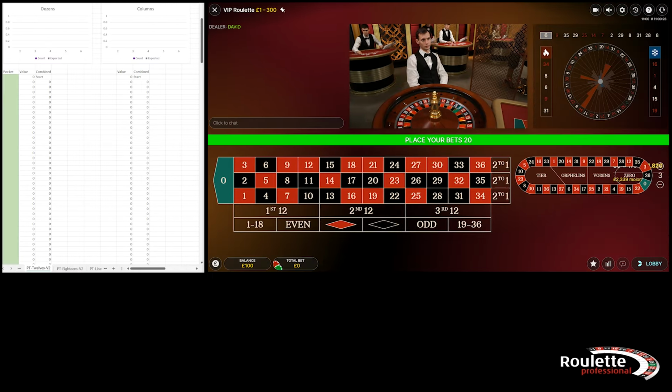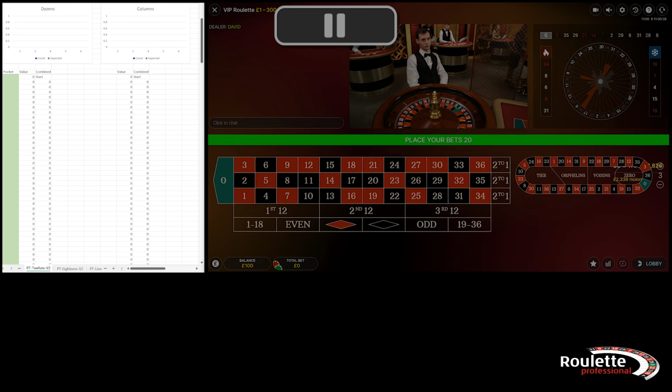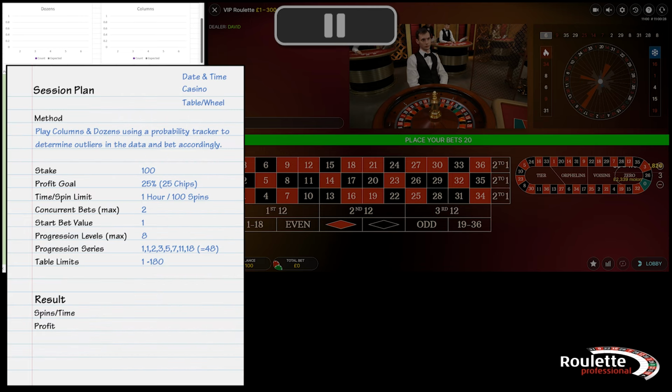Right, live demo time. So let's get ourselves organised. First, we need a session plan. Oh look, here's one we prepared earlier. How convenient. Because our spreadsheets can monitor two groups at the same time, we might spot an opportunity to place two separate bets, so we have allowed enough stake to cover two progressions running concurrently. Needless to say, running two bets at the same time is harder to keep track of.